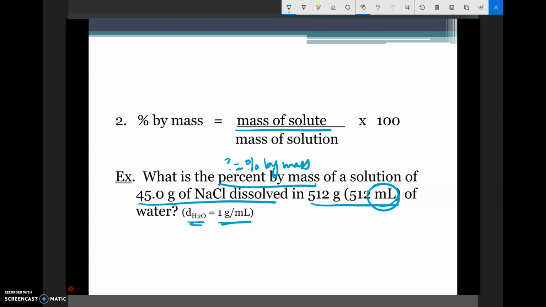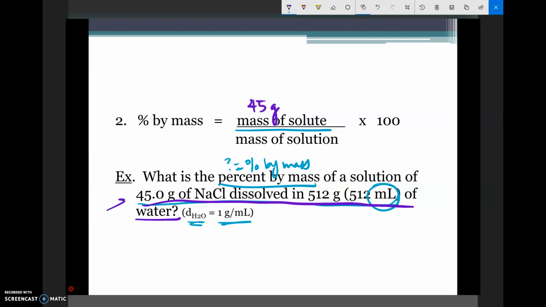Okay, so in this one, let's go ahead and start plugging in our numbers. We've got 45 grams dissolved in 512 grams of water. So we know that the 45 grams, because the salt is the solute. And then we would assume, okay, this is where you have to be really careful, that the 512 grams would be the solution. But notice how this is worded. This is very important because I guarantee you're going to have one of these on your test, okay? It says 45 grams of NaCl dissolved in 512 grams of water.